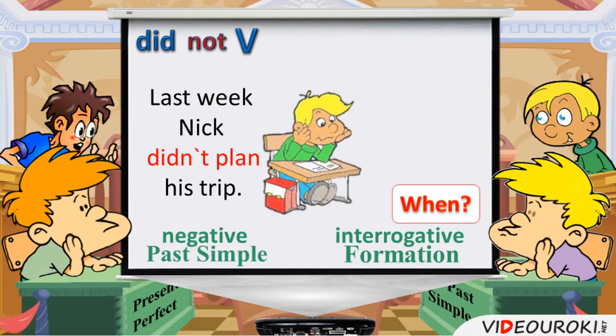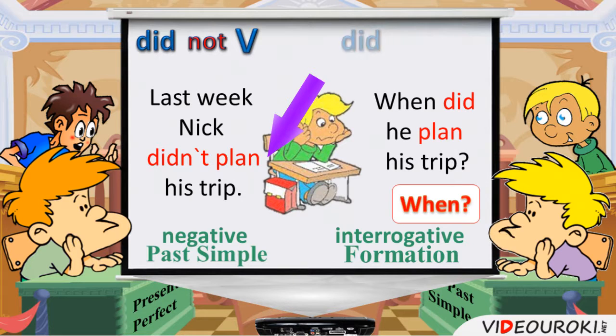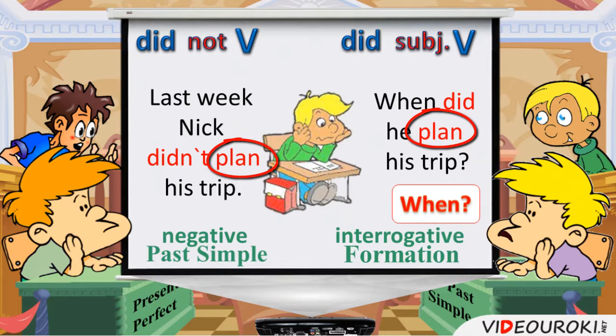And be attentive, we need only one past form in the sentence. That's why our main verb is used in its first form. Посмотрите, нам в предложении нужен только один глагол во второй форме, а это вспомогательный глагол did. Значит, наш основной глагол мы уже используем в начальной форме. When did he plan his trip? У правильных глаголов убираем окончание ed, а неправильные глаголы по памяти возвращаем в первую форму.